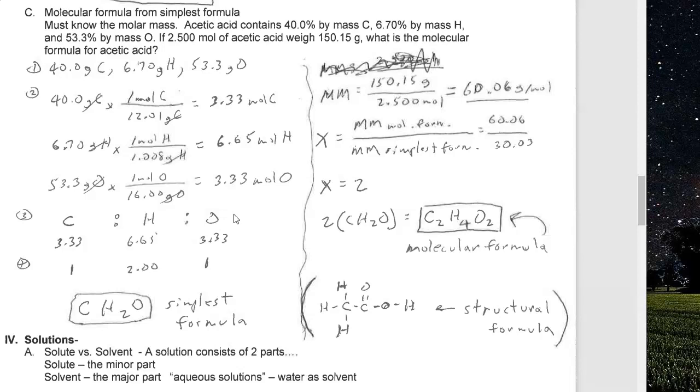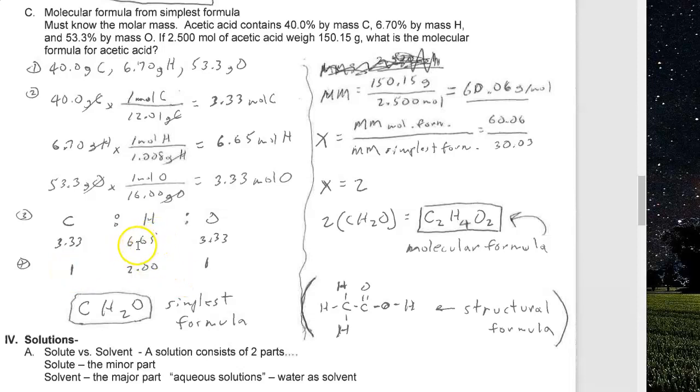What do we do in step 3? Well, we set up the chart. So I've got 3.33 moles of carbon, 6.65 moles of hydrogen, 3.33 moles of oxygen. All right, so we're going to divide by the smallest number. So the smallest number in the chart is what? 3.33. So 3.33 divided by 3.33 is 1.